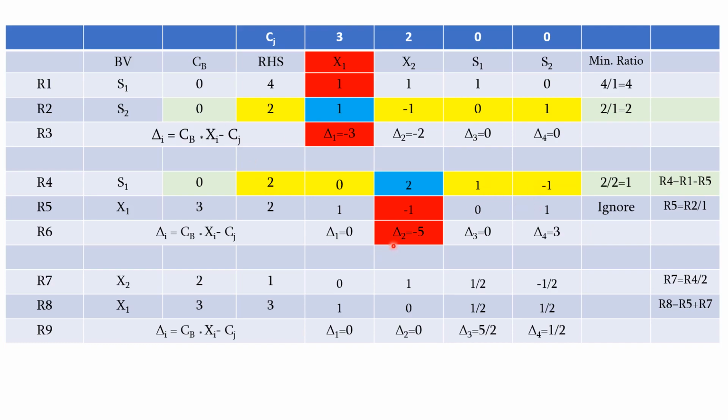After that you have to compute the delta. So let us compute the delta. That means this value into this value minus this value is equal to this. As I told you, once you make this 1 and this 0, obviously this will be 0 when you apply the formula. So 0 into 0 plus 3 into 1 minus 3, the value is 0. Next, 0 into 2 plus 3 into minus 1 minus 2, minus 5. 0 into 1 plus 3 into 0 minus 0, 0. 0 into minus 1, 3 into 1 minus 0 is equal to 3.